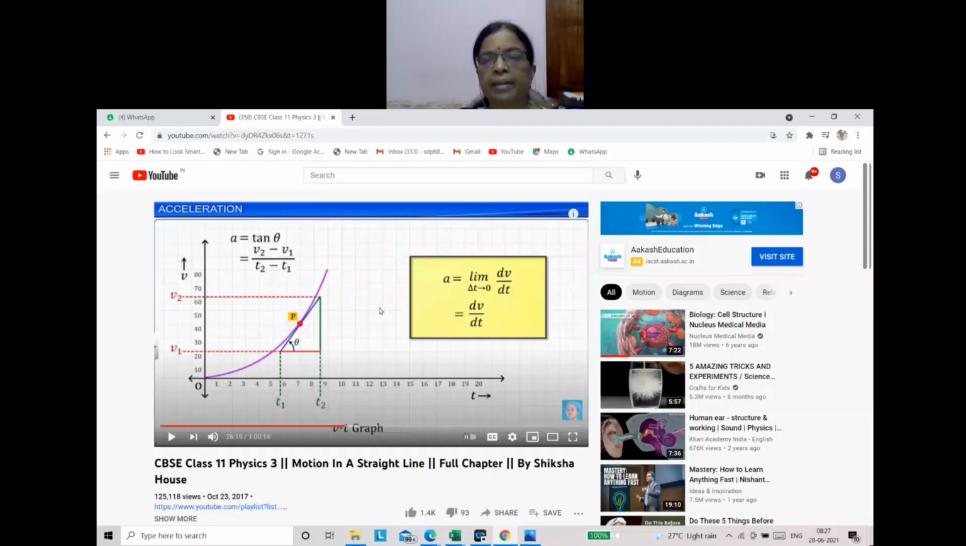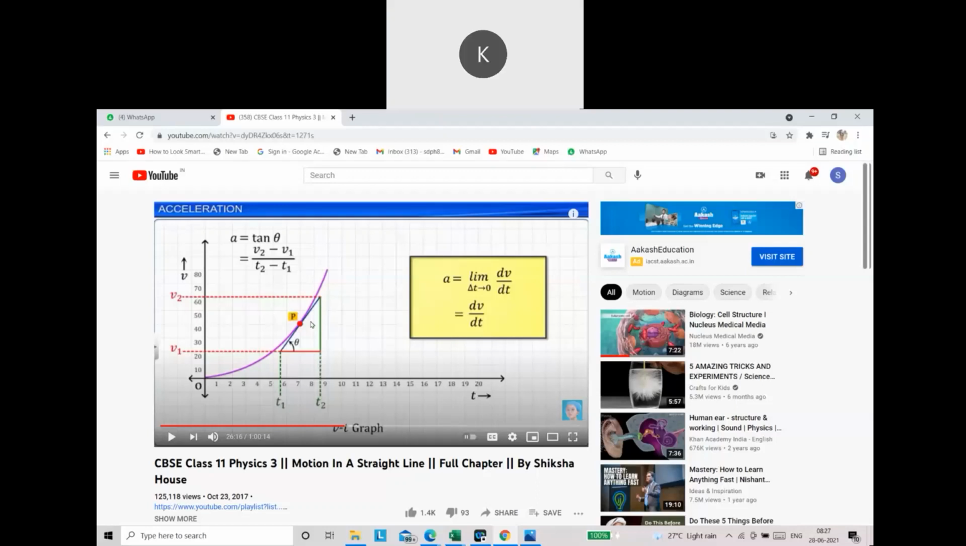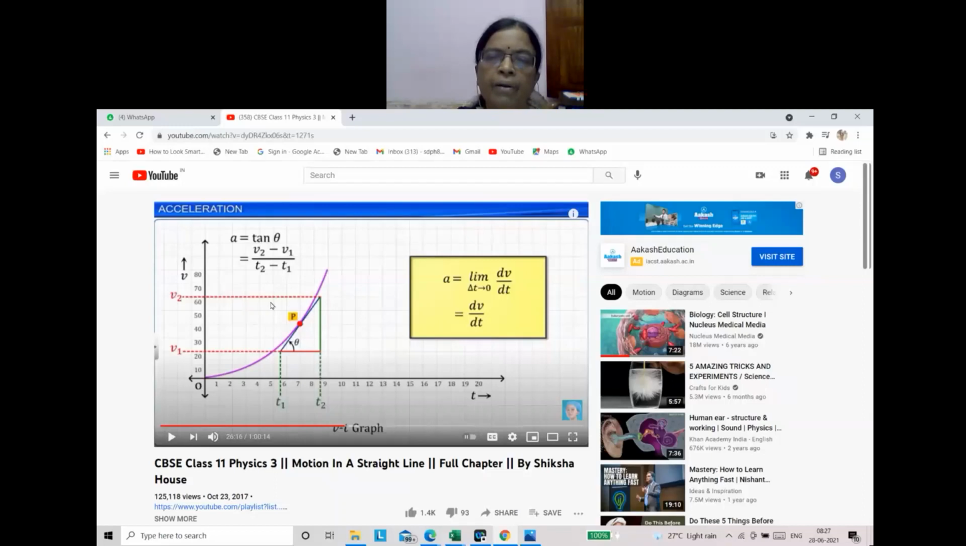Similarly, how will you define instantaneous acceleration, children? Similarly, as we have done for instantaneous velocity, how will you define instantaneous acceleration? Anyone, children, please? This is delta V by delta T. Then for what do we have to give the limit? Time interval. What limit do we have to give? Tends to 0. Correct.